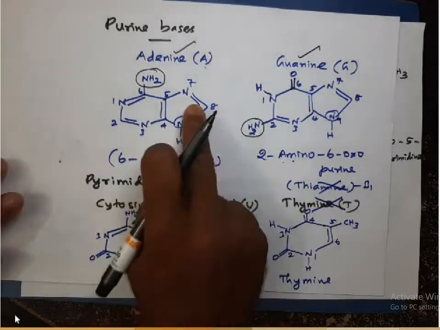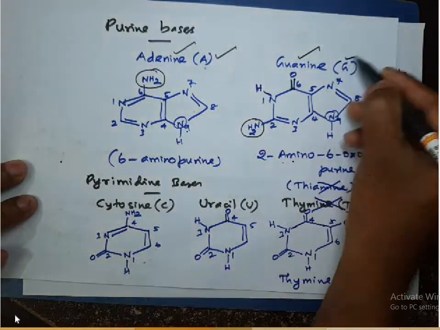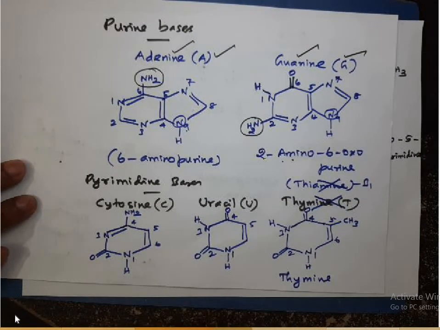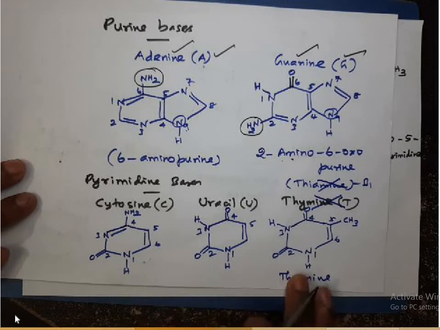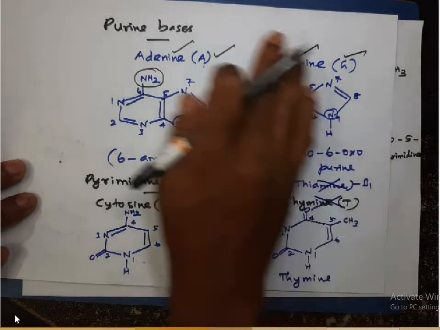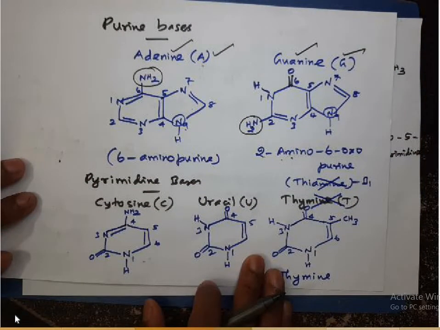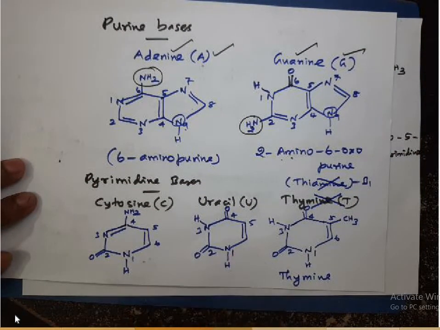Yeah, 2 purine bases. What are they? Adenine and guanine. How many pyrimidine bases? Yes, the answer is here. We have 3, right? Cytosine, uracil, thymine. So totally 5 bases are there. But among the 5, only 4 are present in nucleic acids.